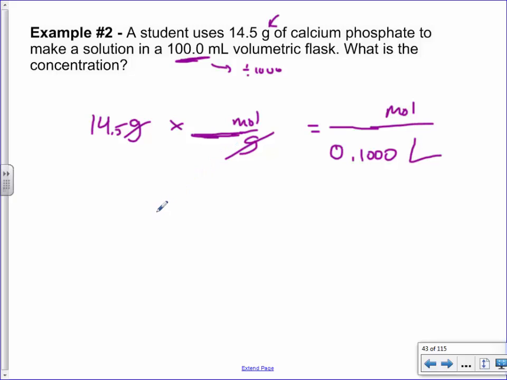So to find the molar mass, we need to first know what calcium phosphate even is. What is calcium phosphate? That's calcium. Do the charges fit? Calcium's charge? Phosphate's charge? So one's a 2, one's a 3. So there's calcium phosphate.